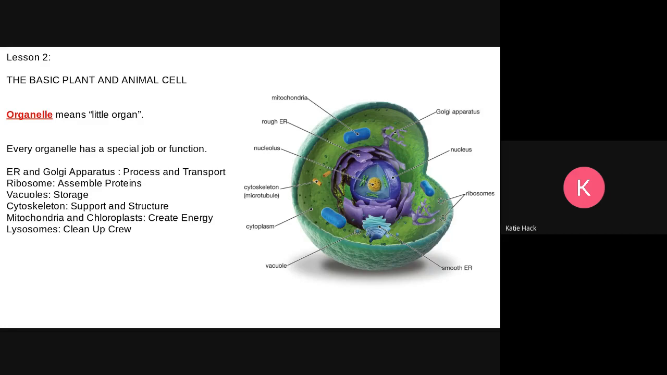Okay, so lesson 2, the organelle means little organ. Every organelle has a special job or function. These include the ER and Golgi apparatus, where processing and transport occur. The ribosome assembles proteins. Vacuoles are for storage. Cytoskeleton is your support and structure. The mitochondria and chloroplasts are where energy is created. And the lysosomes are your cleanup crew.